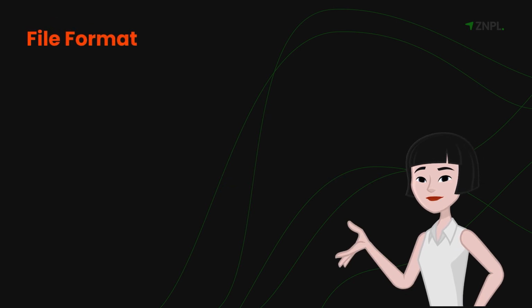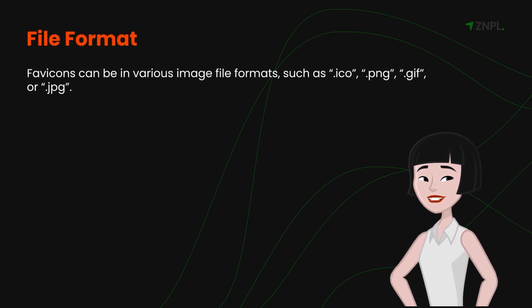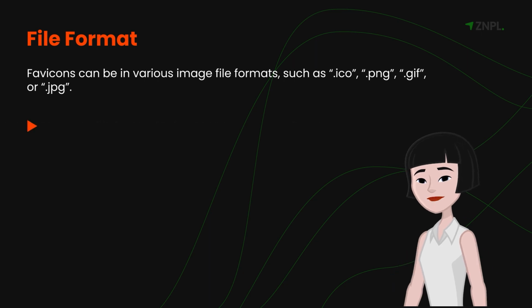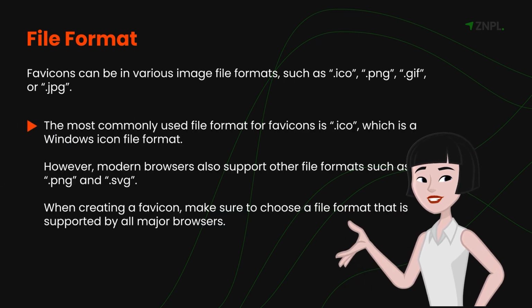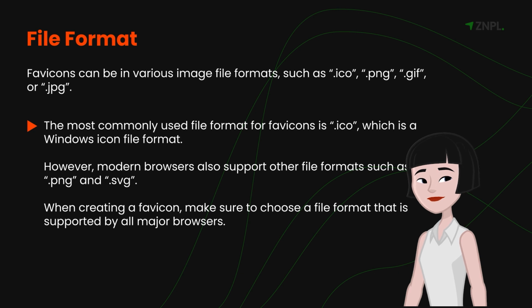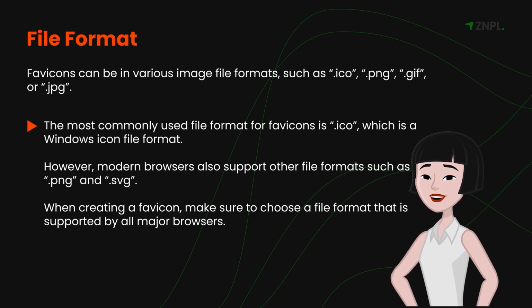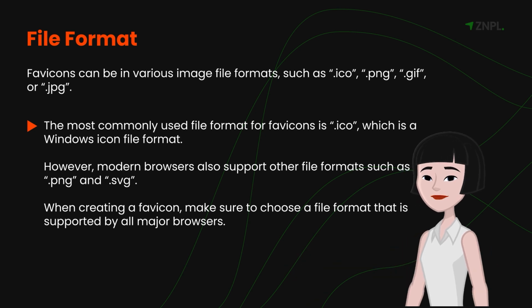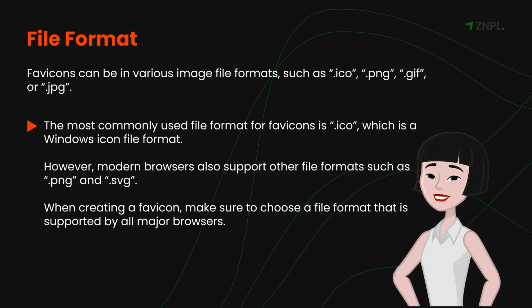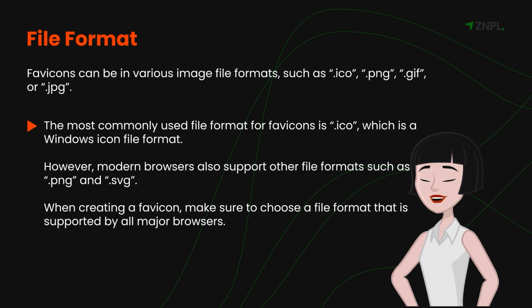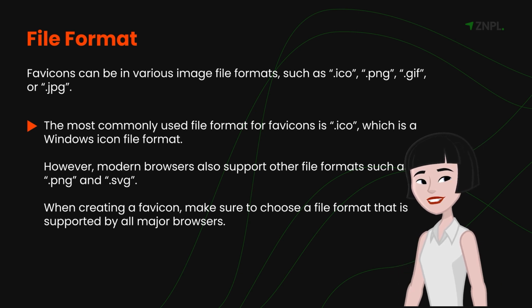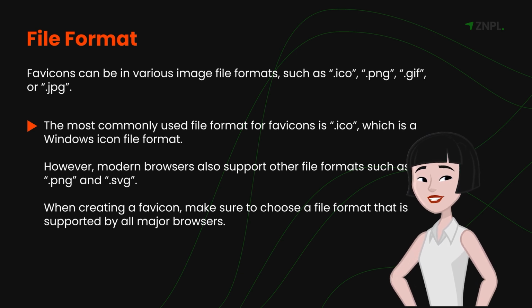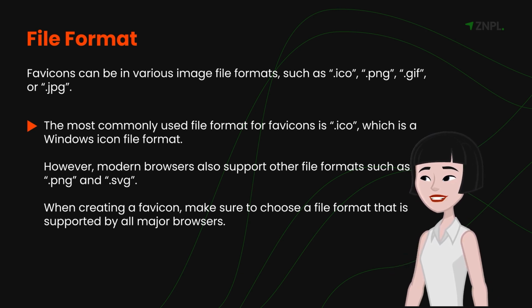File format: favicons can be in various image file formats, such as .ico, .png, .gif, or .jpg. The most commonly used file format for favicons is .ico, which is a Windows icon file format. However, modern browsers also support other file formats such as .png and .svg. When creating a favicon, make sure to choose a file format that is supported by all major browsers.